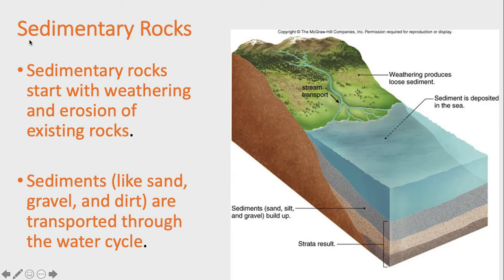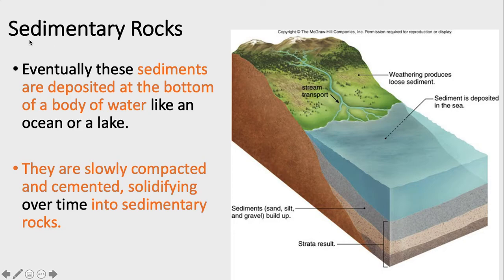Sedimentary rocks start with weathering and erosion of existing rocks. Sediments, like sand, gravel, and dirt, are transported through the water cycle. The water cycle and the rock cycle are related. Eventually, these sediments are deposited at the bottom of a body of water like a lake or an ocean.